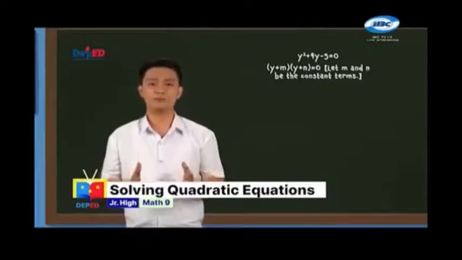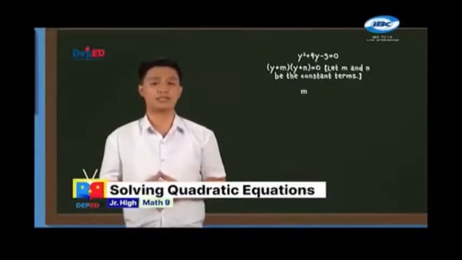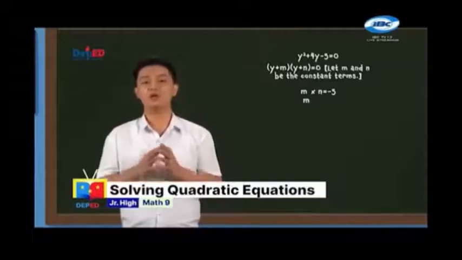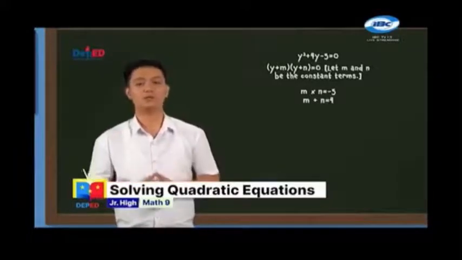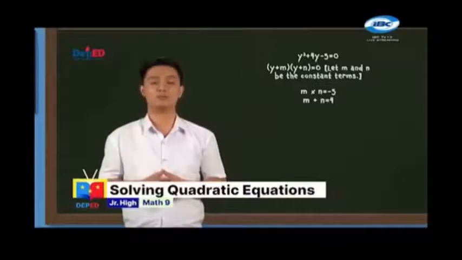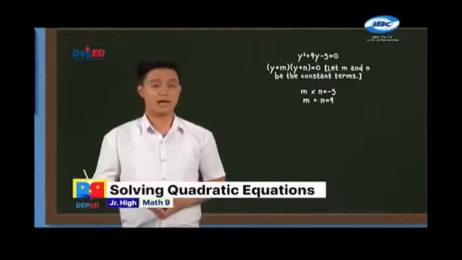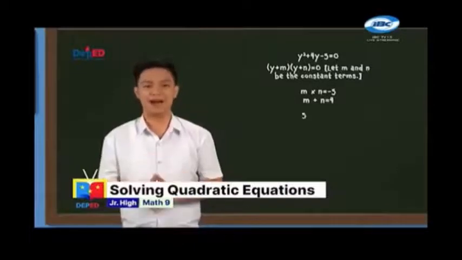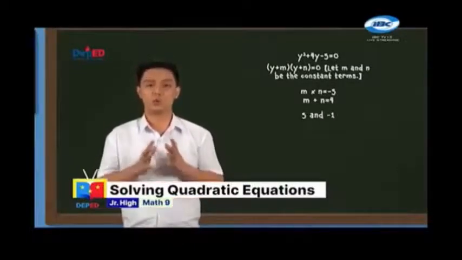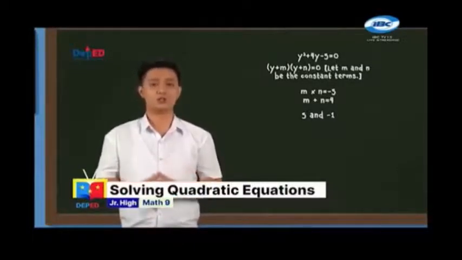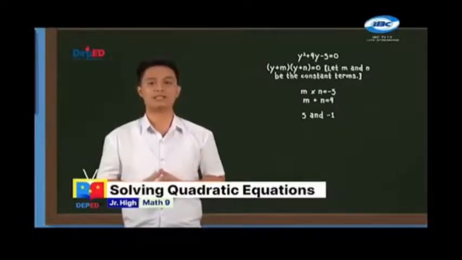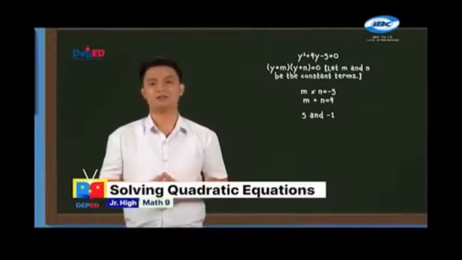Now, we have to think of two numbers whose product is negative 5, which is the constant term of the trinomial, and whose sum is 4, the numerical coefficient of the middle term 4y. Have you identified the two numbers? The answer, 5 and negative 1. We position them as the constant terms in the binomial factors. It doesn't matter where we place them, since the first terms of the factors are identical.